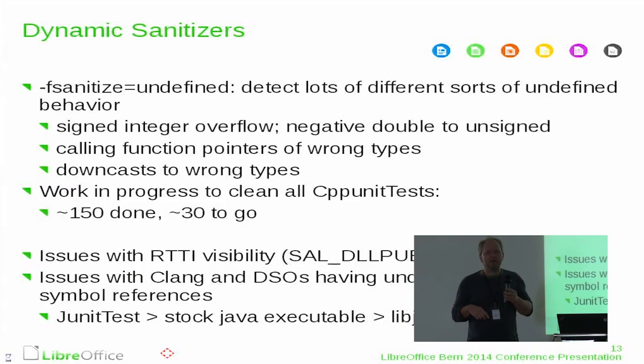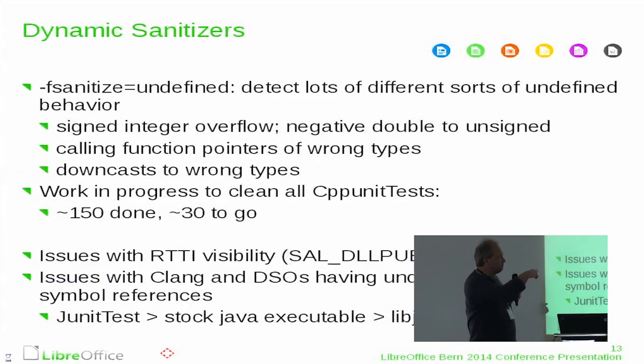And I'm currently going through all the CPB unit tests and trying to clean that up, but there are so many cases in the code, so many error reports, and this is really hard labor. From the about 180, I have only covered 150 by now. There are also some technical problems involved with making sure that the RTTI that is necessary for tracking down these wrong casts is available despite our visibility hiding of symbols at dynamic library boundaries.